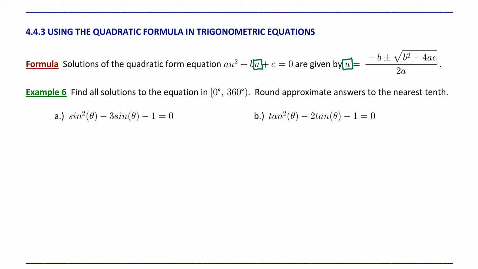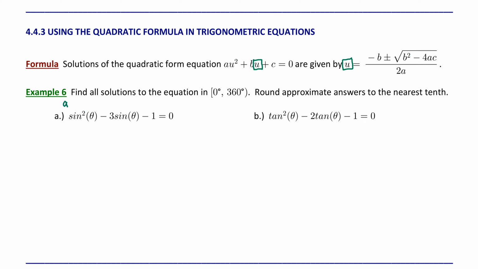Let's apply this to example 6, where we'll solve a trigonometric equation in quadratic form in degrees between 0 and 360 degrees. Where necessary, we'll round approximate answers to the nearest tenth. Example A is sine squared of theta minus 3 sine theta minus 1 equals 0. If we played with this for any amount of time, we would discover it does not factor. Therefore, we can apply the quadratic formula.